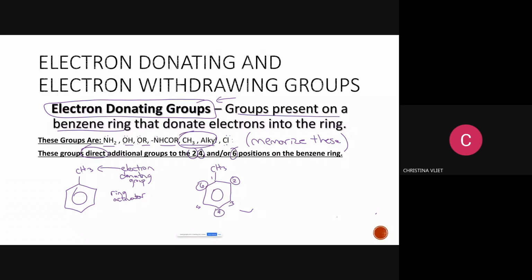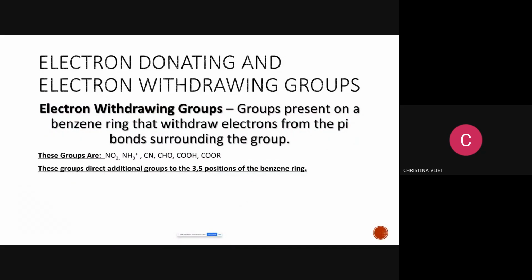Now, there's a difference between these and something called electron withdrawing groups. Donating means that it donates electron density into the ring. Withdrawing, what do you think that means? It takes electron density out of the benzene ring. So instead of electrons being donated in, if I have an NO2 here, electron density will go out of the ring and towards that group. This happens, generally speaking, when you have a lot of electronegative atoms.